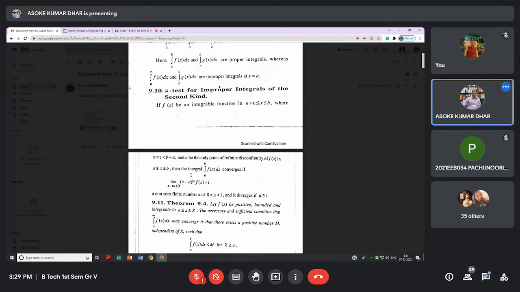Remember that if the function is bounded within the range of integration a to b, but at the point a the function is unbounded, so we consider taking the limit at x equal to a only, and it is always a plus 0. Since a plus 0 is within a to b, that is why we take the right hand limit. This is also called right hand limit. (x minus a) to the mu f(x) is equal to L.